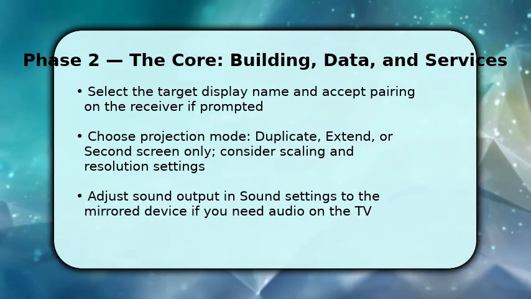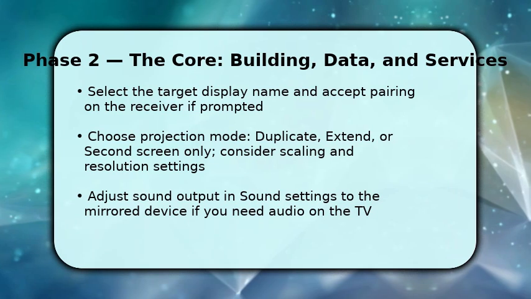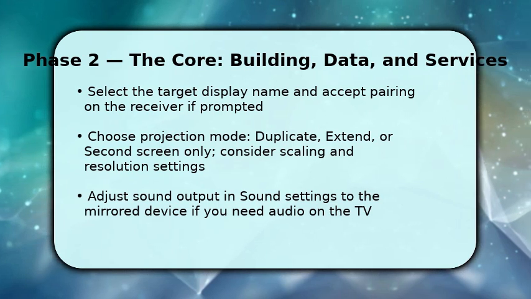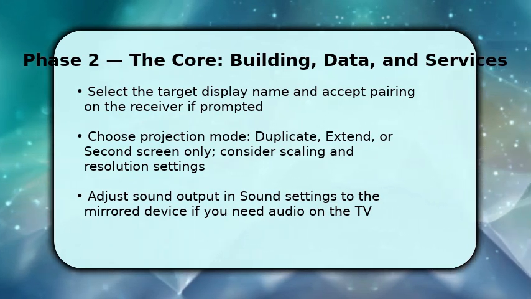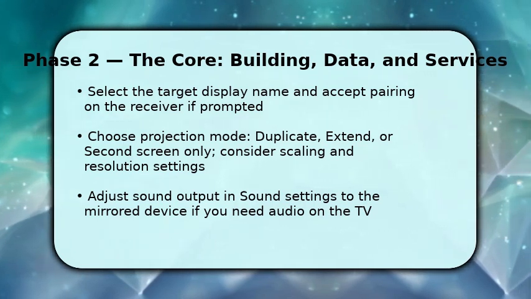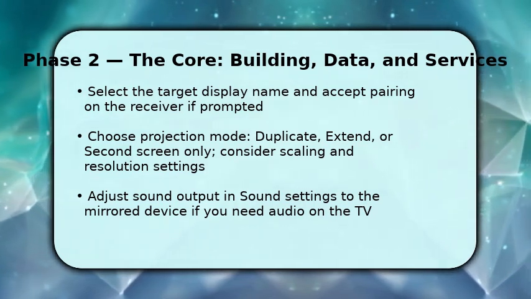Make sure to check display settings for resolution and scaling because mismatched DPI causes blurry text. Also, switch audio output to the mirrored device via sound settings if you want sound on the TV, and test a short video to confirm both video and audio.